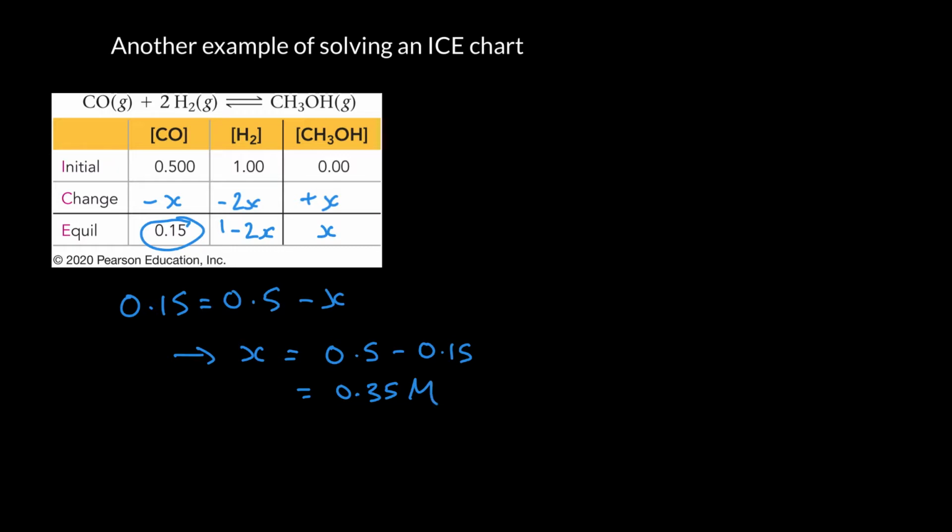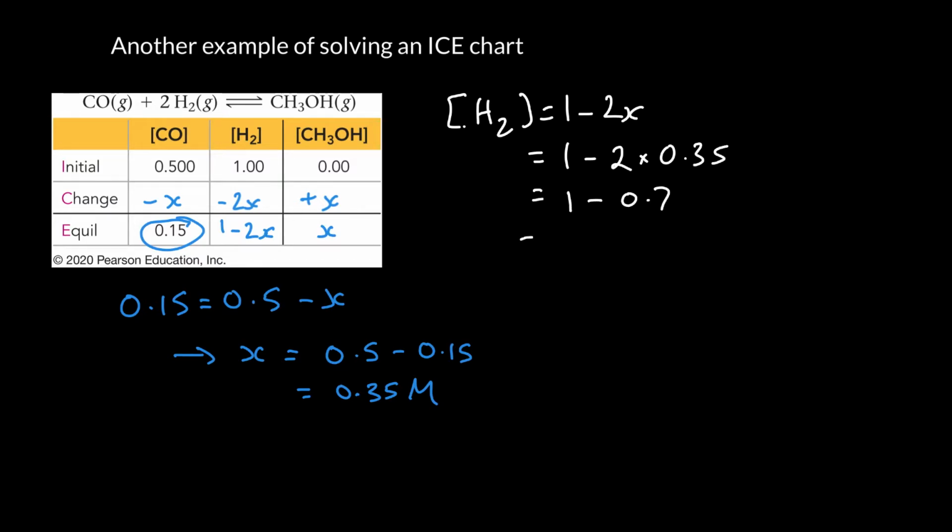I am completely butchering significant figures just to make this problem a little bit easier. If we want to know the concentration of hydrogen now, it is equal to 1 minus 2x. We know x is 0.35, so that is 1 minus 0.7, which is 0.30. Again, I'm recreating my significant figures and units here at the end of the problem, which is a little bit naughty, so I apologize. We can do the same thing for methanol, CH3OH: the concentration at the end is just x, which we said was 0.35 molar.